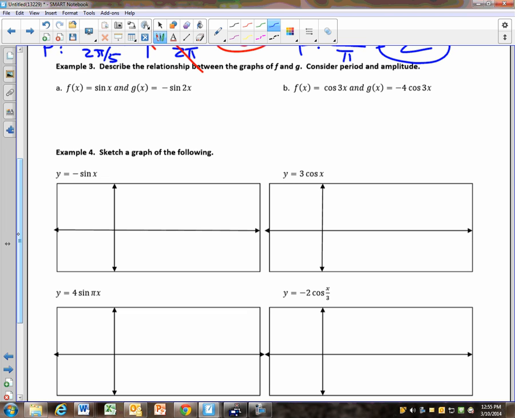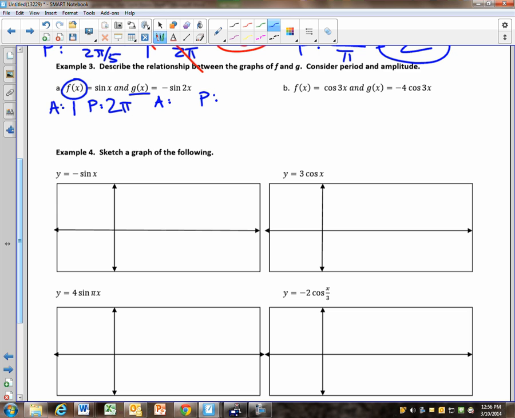All right, let's try something else. Describe the relationship between the graphs of f and g. Consider the period and the amplitude. I have 2 graphs here, f of x and g of x. They're similar, but they do have differences. And we'll look at the amplitude and the period for each one, and we'll try to talk about how they'll look different. What is the amplitude for the first one? 1. And the period? 2 pi. That's just your parent function.